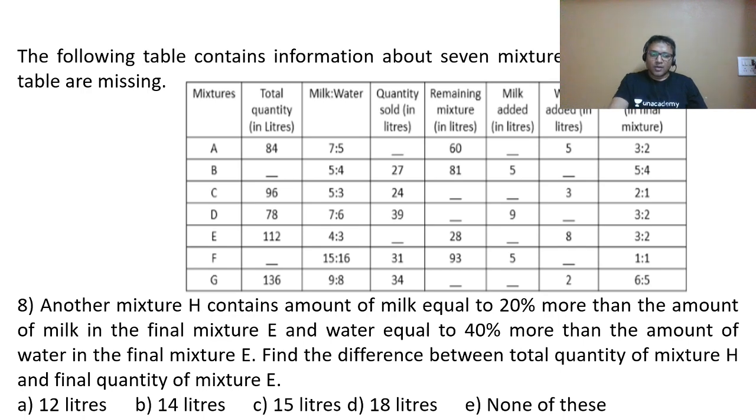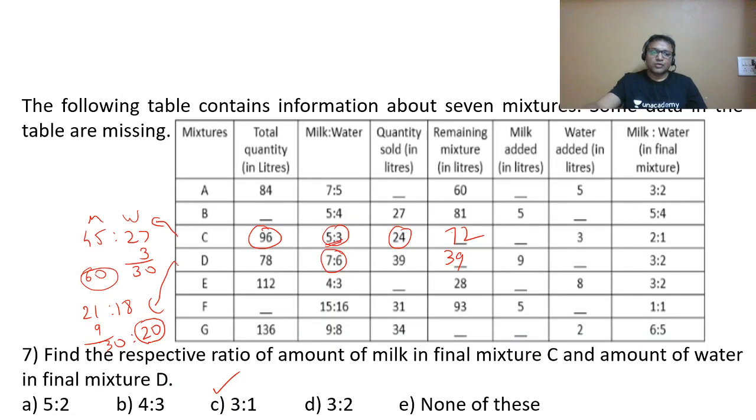Okay, I'm going back 1 minute. How 60 liters milk? If you look at here, when you solve, you got 30 liters water, and they said the final ratio is 1 is to 2. So automatically milk has to be double of water. So milk will become 60 liters, for C.